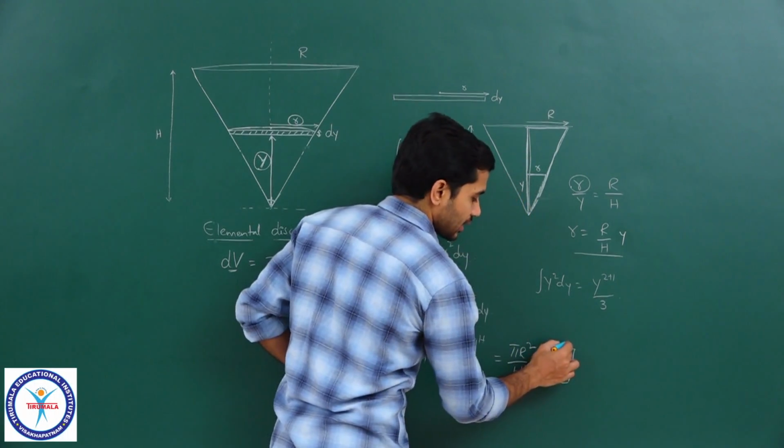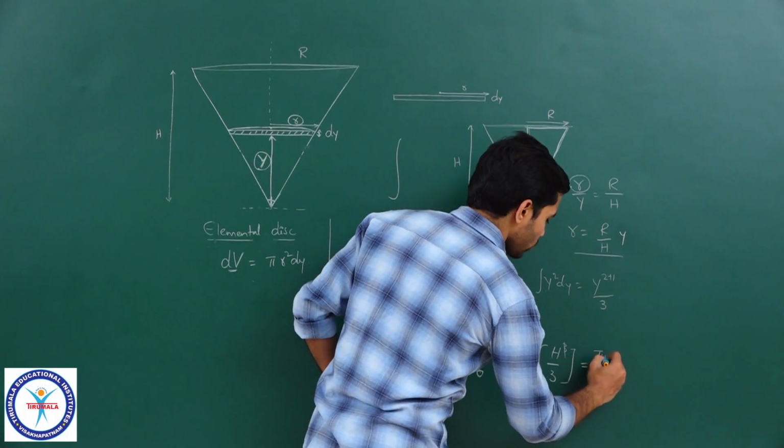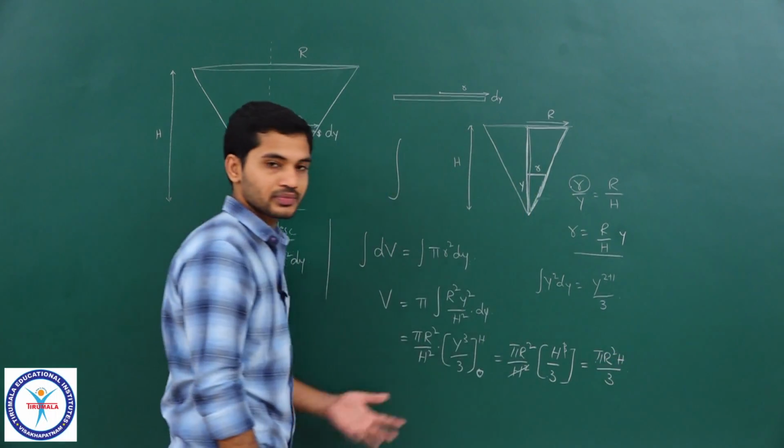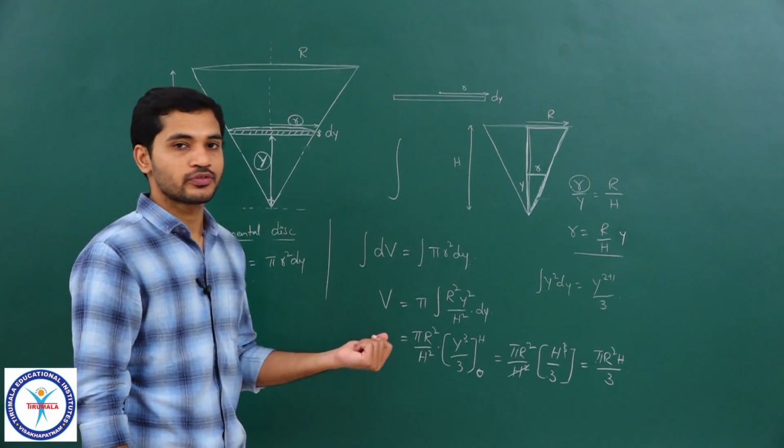So h square and 1 square will get cancelled. I'll be left with h. So pi r square h by 3. So that is the result, right? 1 by 3 pi r square h. So that is how we find out volume of cone, right?